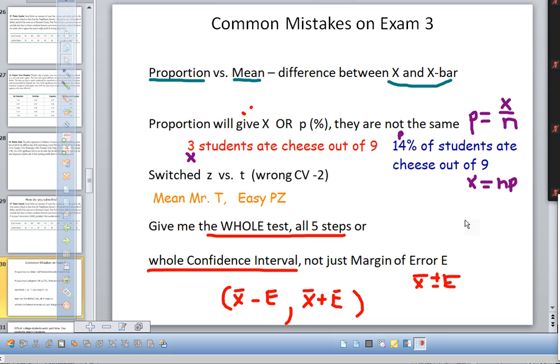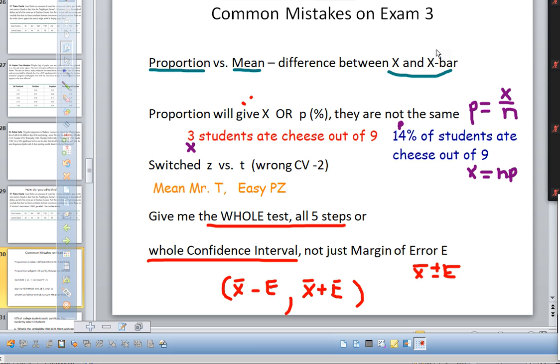So if it says mean or average, it's a mean. If it doesn't, and it's from chapter 7, 8, 9, then it's probably a proportion, right? The other issue they had was realizing there's a difference between X and X bar. They'd start grabbing the X bar and try to make it into a proportion somehow, which is just craziness. X bar is your mean. X is your number of successes. They are not the same thing.